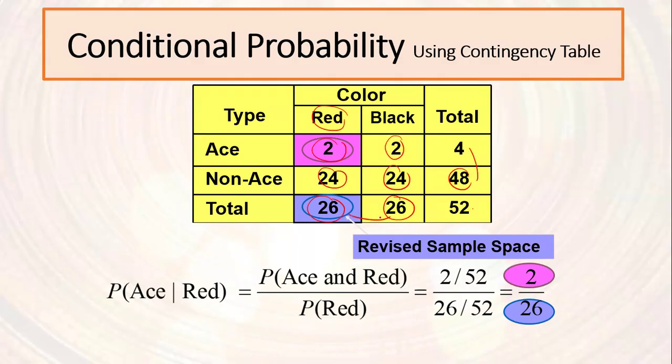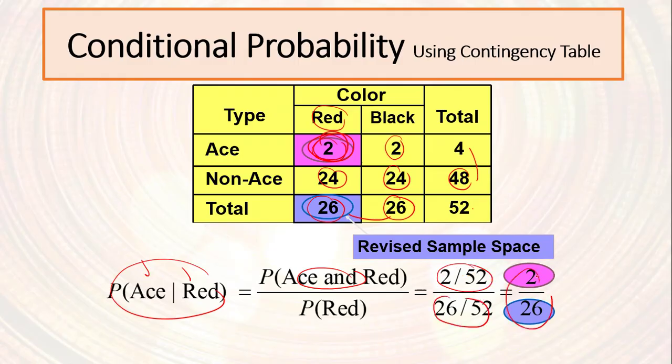So you know what? Probability of yes given red card equals probability of yes and red. So yes and red is 2, and the probability is divided by 52. Probability of red card is this one. So 2 by 26 is the probability of yes given red card.